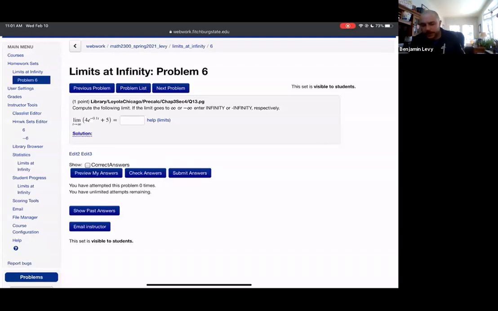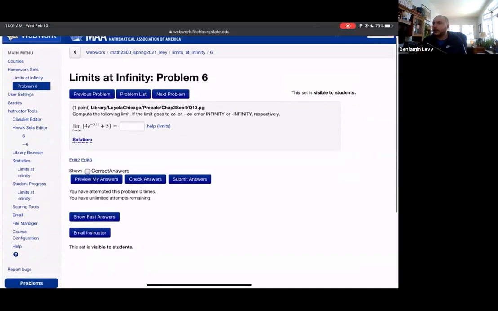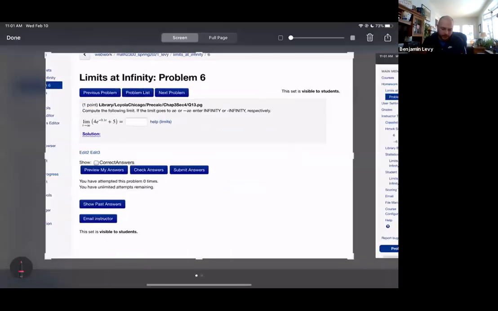There are different ways to teach this material. My approach was to focus on polynomials, specifically in the notes. And this question you can see is asking about an exponential. So take a look at that one.